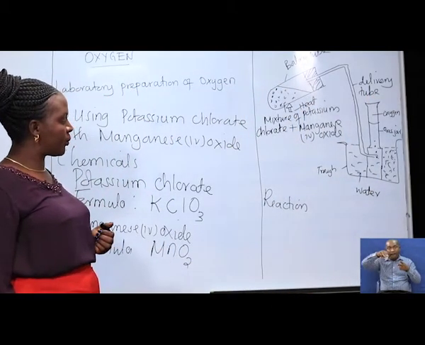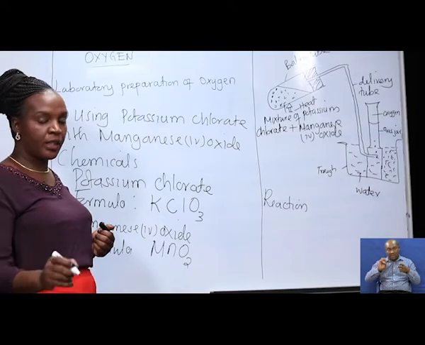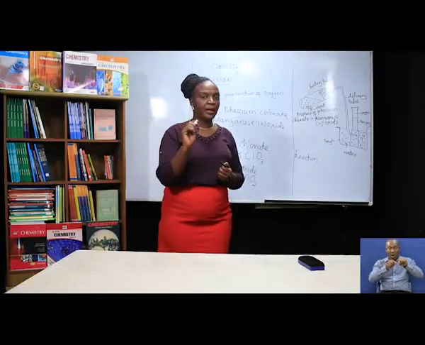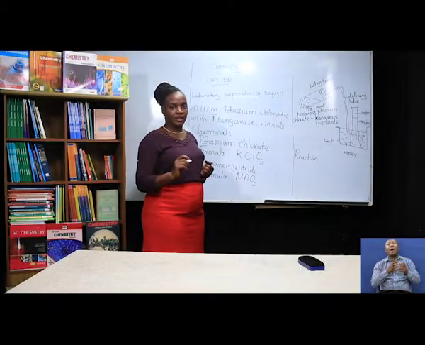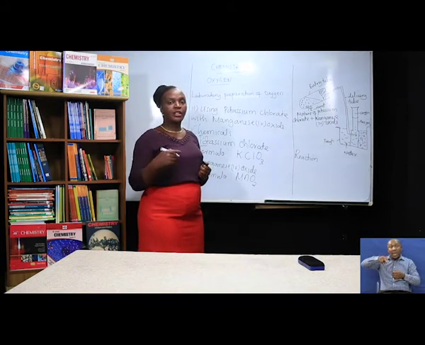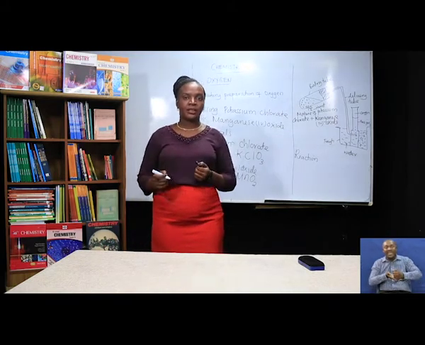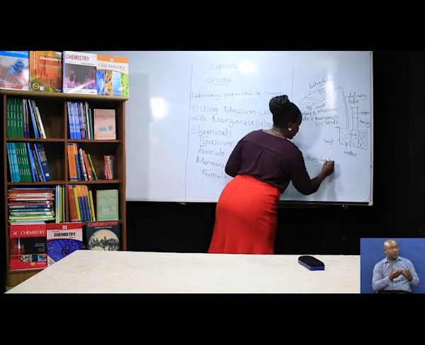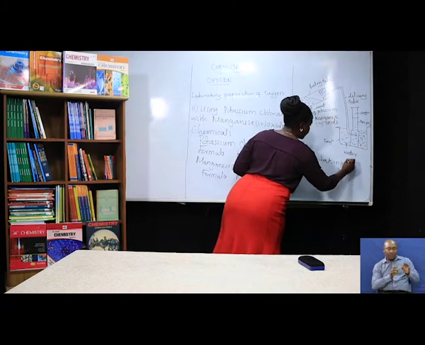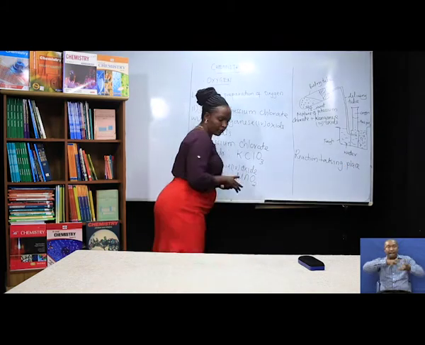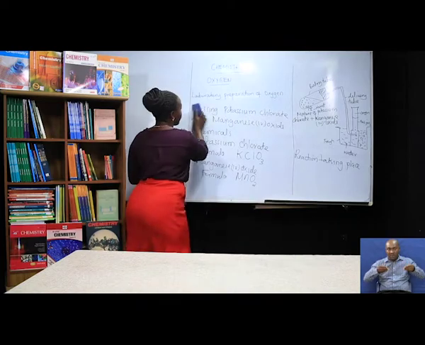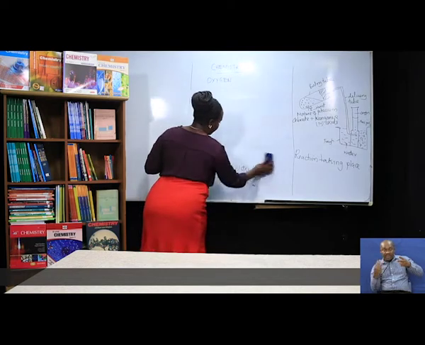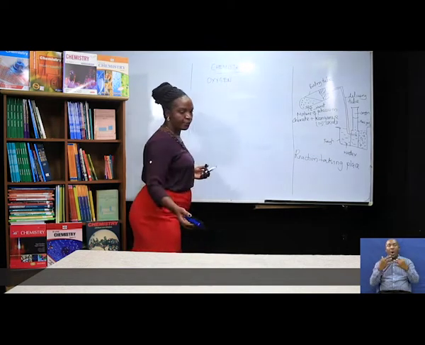Inside the boiling tube, there is a reaction taking place between potassium chlorate and the manganese 4 oxide. Remember, manganese 4 oxide does not decompose, but it assists the decomposition of potassium chlorate in order to produce oxygen gas. So we have the reaction taking place within the boiling tube. Now, potassium chlorate will decompose in the presence of manganese 4 oxide.